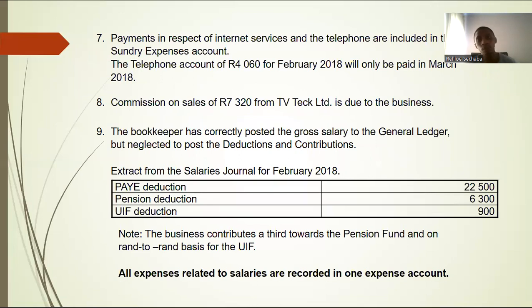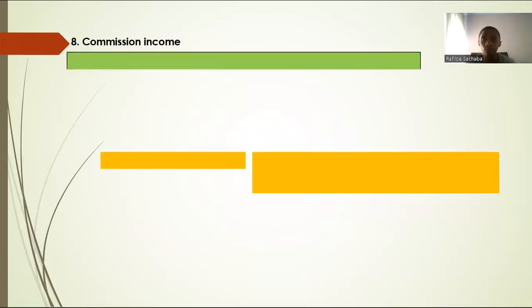It talks about commission on sales of 7,320 from TV Tech Limited that is due to the business. So we have done services that we were supposed to have been paid for, but we have not yet been paid for them. So that's 7,320. It's simply recorded as such. Before we even record it as income, we're going to go to our workings and figure out what we have done in the current financial year. So our financial year is from 1st of March 2017 to 28th of February 2018.